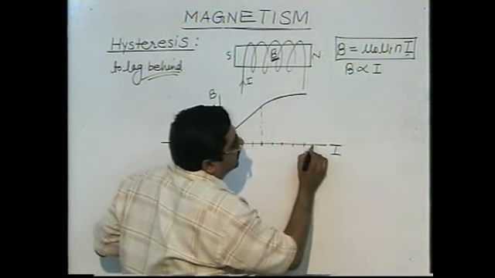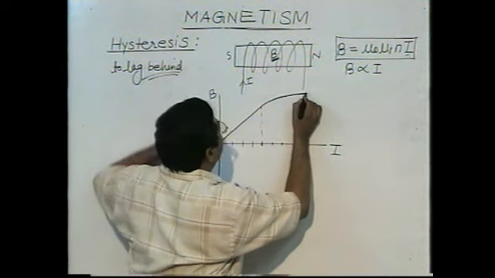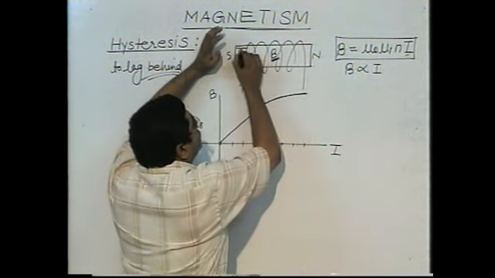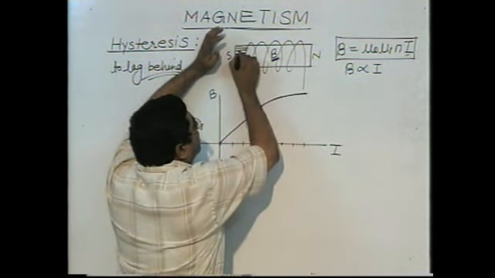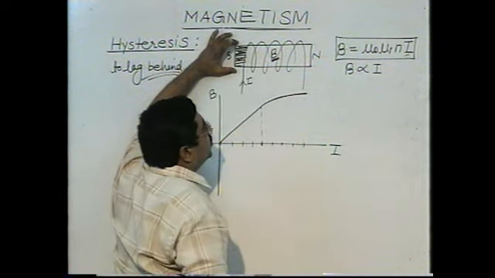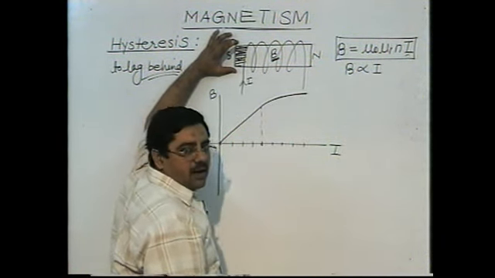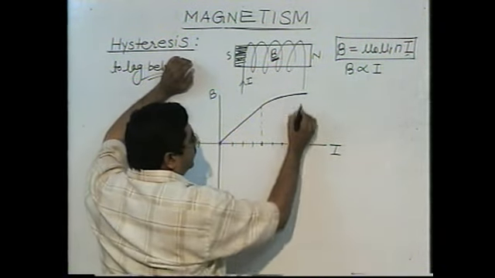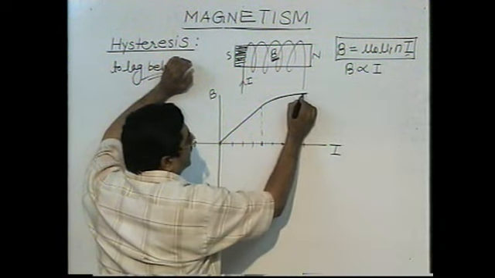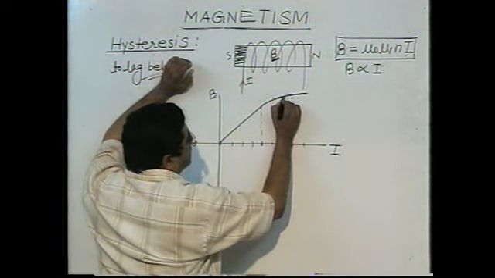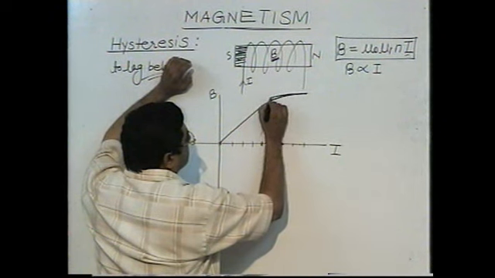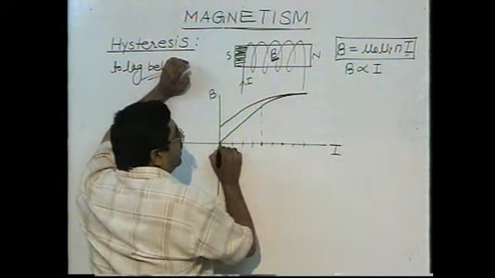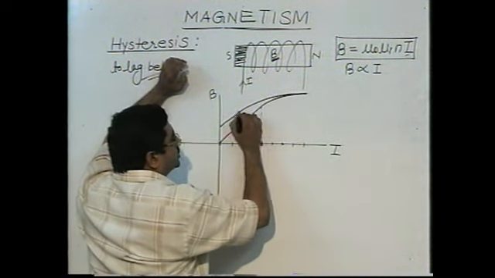If I increase the current here, there is no gain in the magnetic flux by the material. The number of lines of force are so crowded, there is no room, no volume for another lines of force. So this condition is called saturation. If you decrease the current now, the magnetic flux density also decreases, but it would not follow the same path, it is following this path.